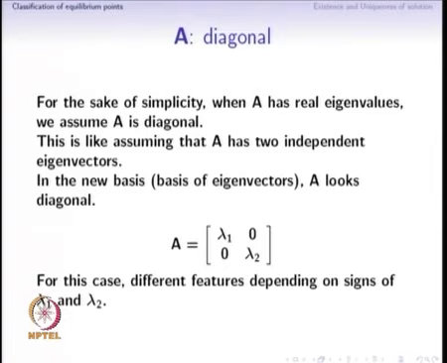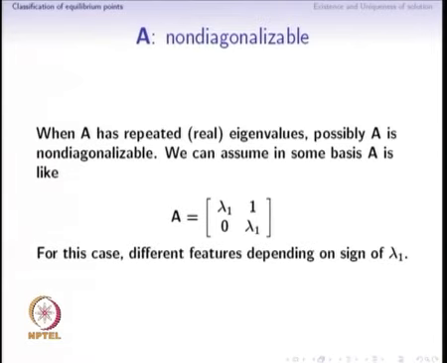So, in this case, there are different features depending on the signs of lambda 1 and lambda 2. And when A is not diagonalizable, then it is forced to have repeated eigenvalues, because A is a 2 by 2 matrix, then they are forced to be real eigenvalues.